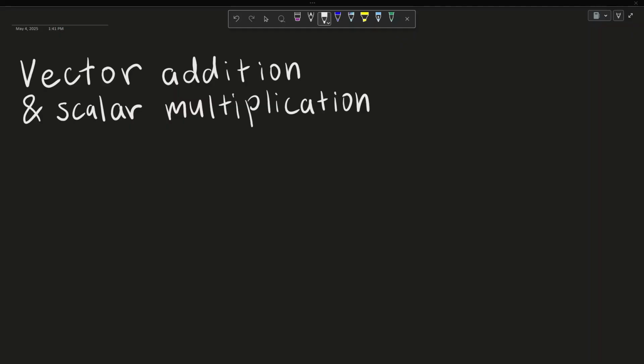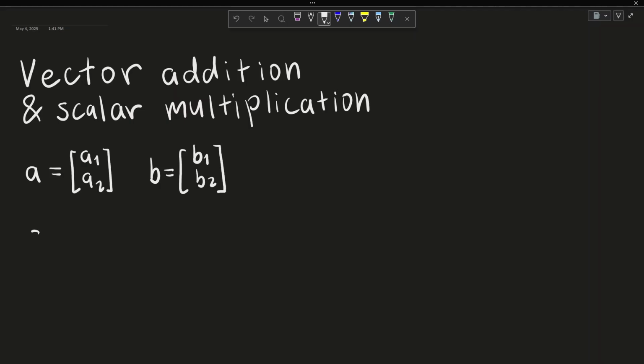The definition of vector addition in linear algebra is simply this. Say we have a vector A, and we say that vector A is equal to A1, A2, where these are the entries in vector A. And we say that vector B is equal to B1, B2.